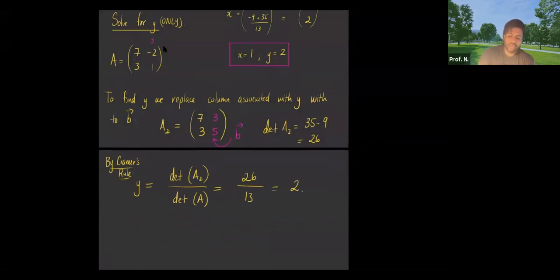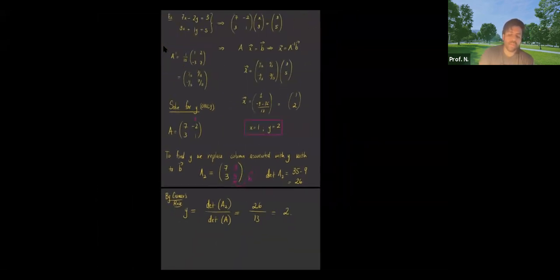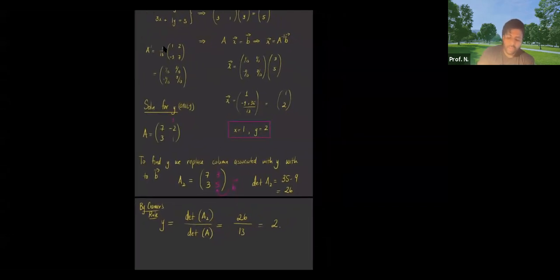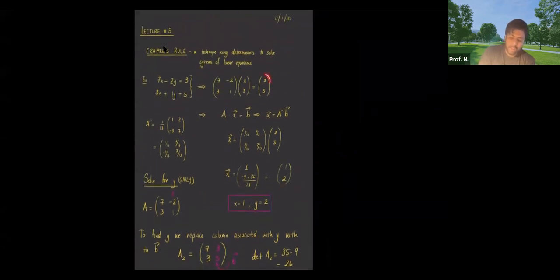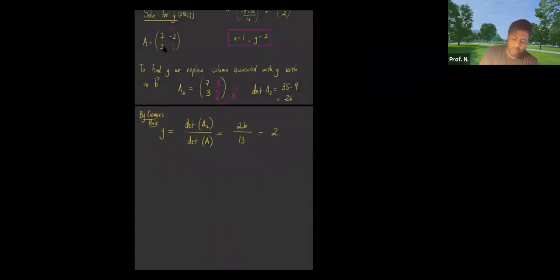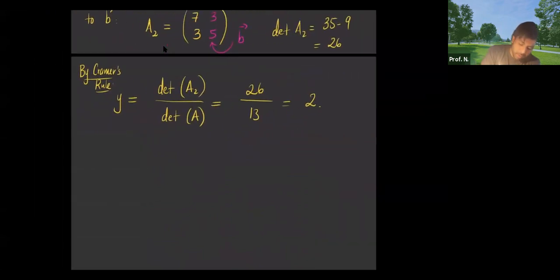So Cramer's rule is just applying the determinant twice. We find the determinant of a matrix where one column is replaced with the column vector B, the result vector in the matrix equation. So what's the general formula? What's the general idea of Cramer's rule?